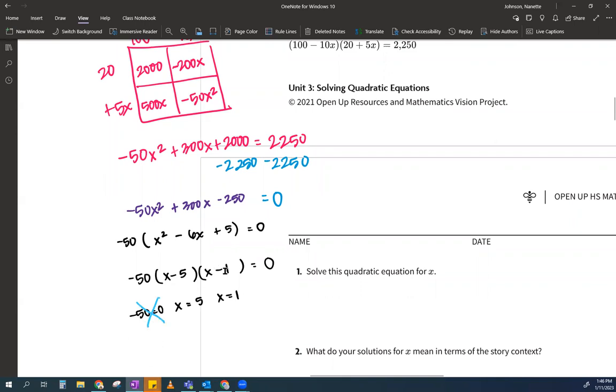Not negative 2 and negative 3, right? Because negative 2 times negative 3 isn't 5. I need two numbers that multiply to get to 5, but then add to get to negative 6. Very good. Okay, very good. So my answers are 5 and 1. Okay, so I solved that quadratic.